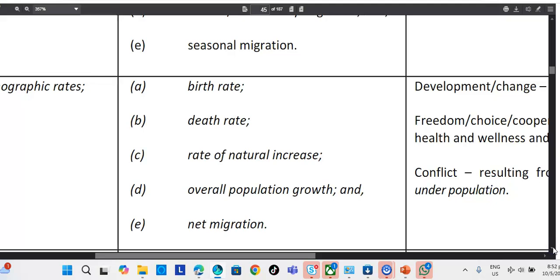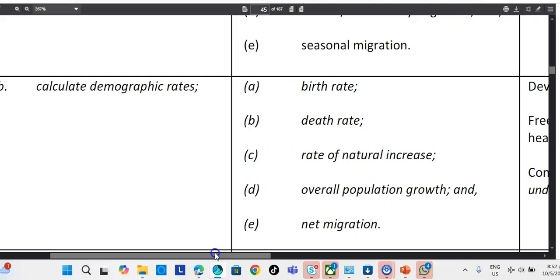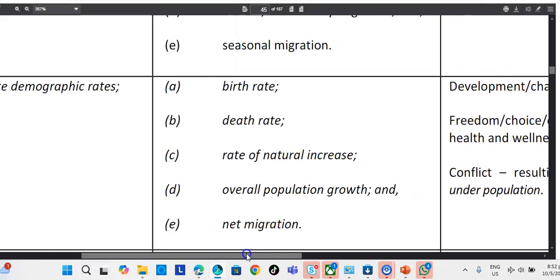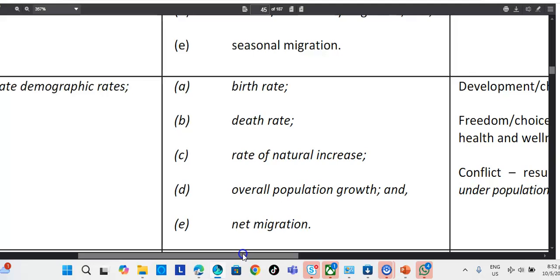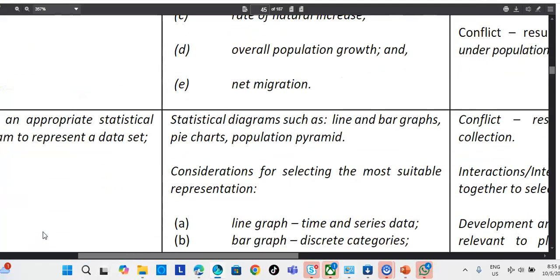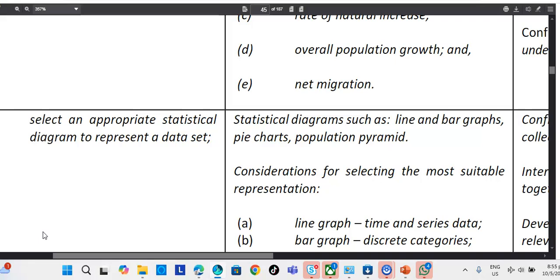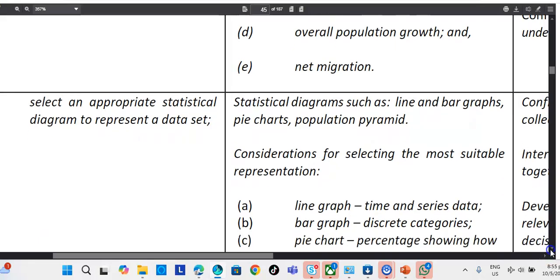All right, birth rate, the number of births. This says calculate demographic rates. Oh, so you have to know how to calculate birth rate, which is the number of births in a country. So birth rate is calculated by, and just to look at some of the calculations, then you can do the others for homework. Birth rate is the number of births in a country times 1,000 over the population. Death rate is the number of deaths in a country times 1,000 over the population, and the rest you can do for your research. Select an appropriate, all right, so we don't need that. That has to do with your SBA.